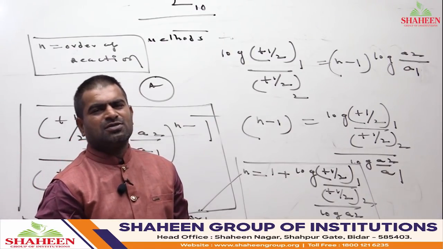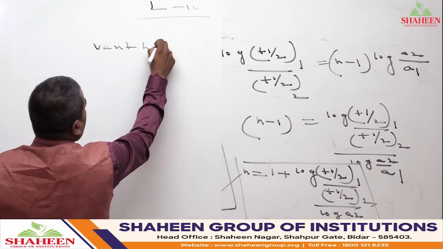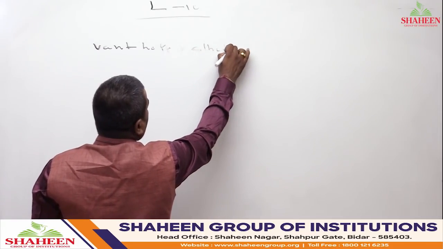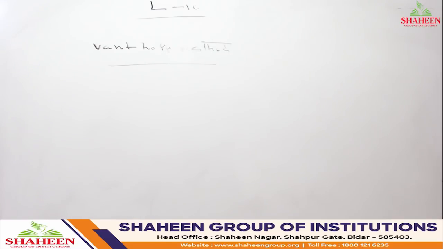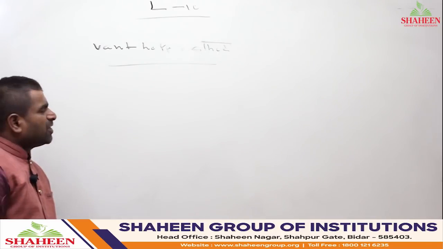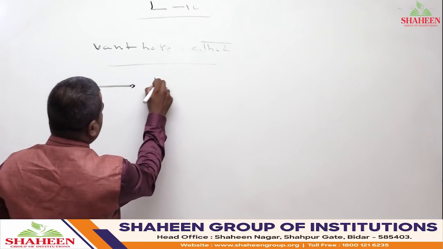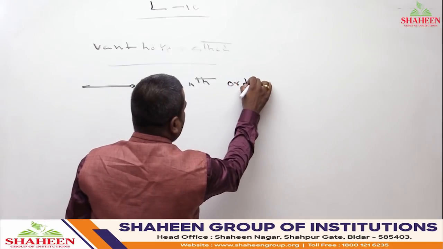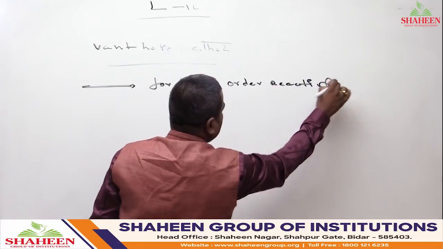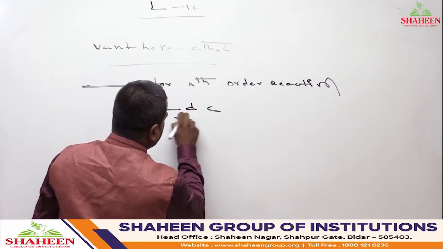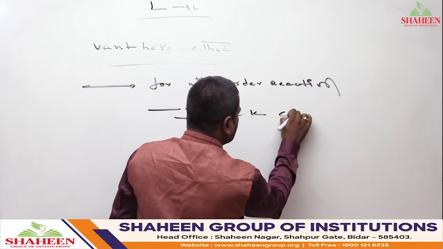After understanding the half-life method, let us discuss the differential method. By using the differential method also, we can find the order of reaction. For an nth order reaction, minus dC by dt is equal to k into C to the power of n.